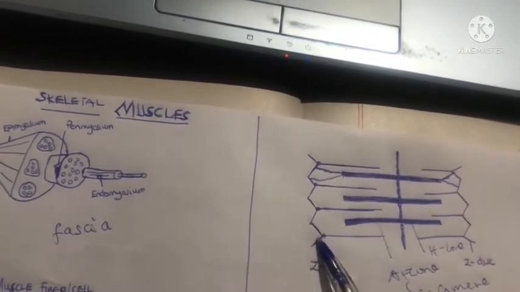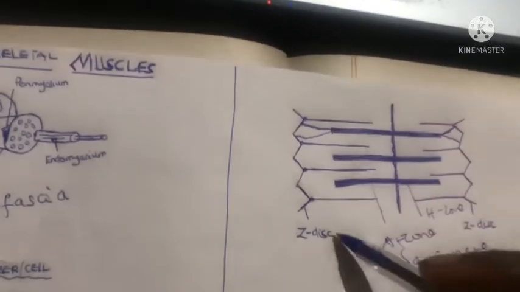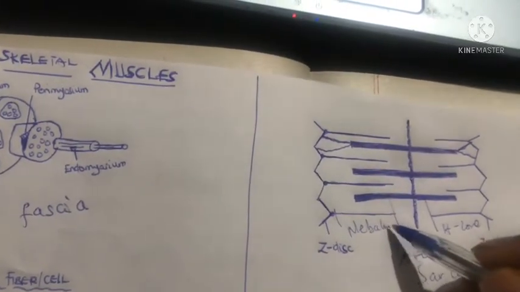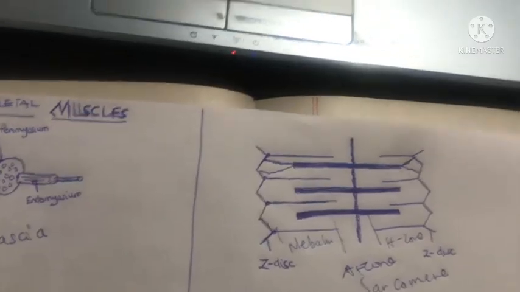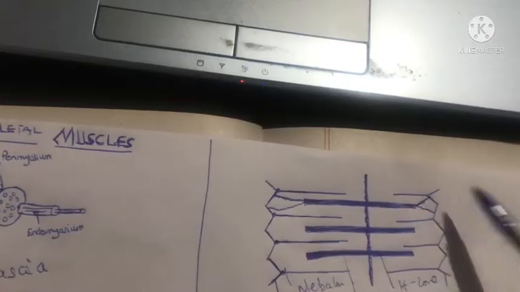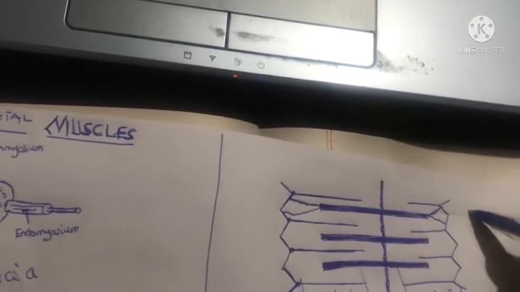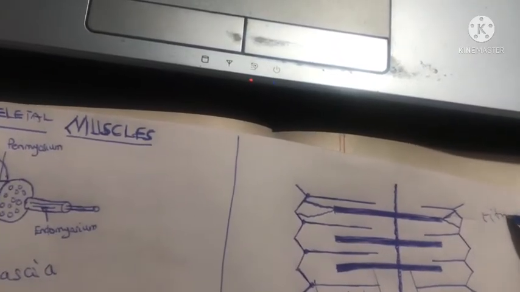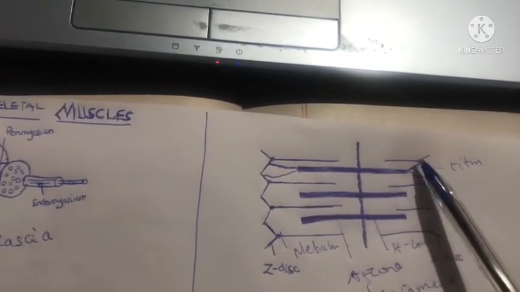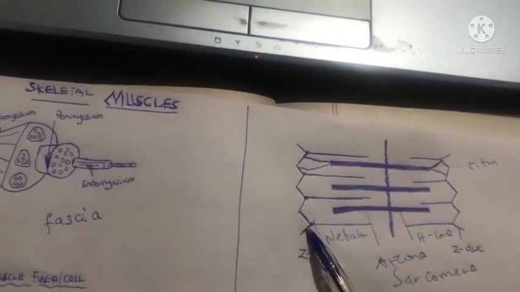The Z disc, you can see that this thin filament is connected to this Z disc. And these thin filaments are connected to the Z disc by a protein we call nebulin. And you see these thick filaments too, they are connected to these Z discs by a protein we call titin. So titin connects the thick filaments to what? The Z discs. And nebulin connects the what? The thin filaments to what? The Z discs. You understand?